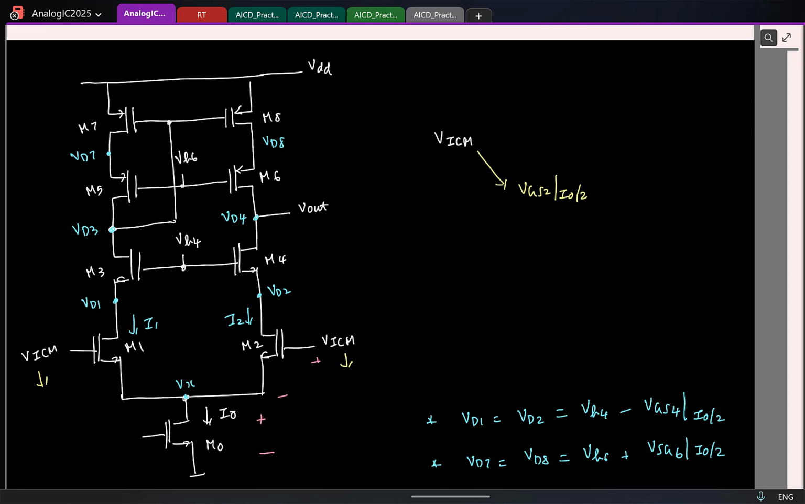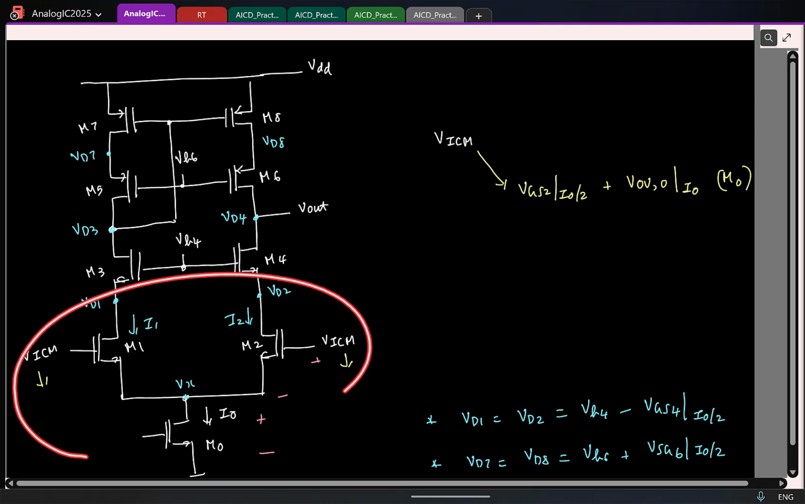What is the minimum value for the VDS? That is the overdrive voltage for which transistor? Biased at a current I0. Again, this is limited by M0. I mean, if you recollect, this is same as your 5 transistor OTA. Nothing changed because this part of the circuit is same as before.